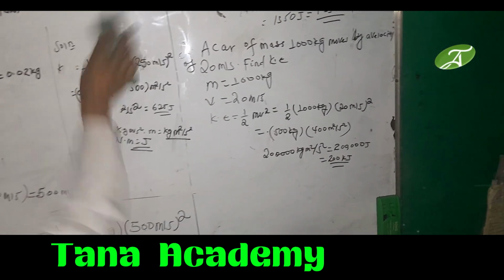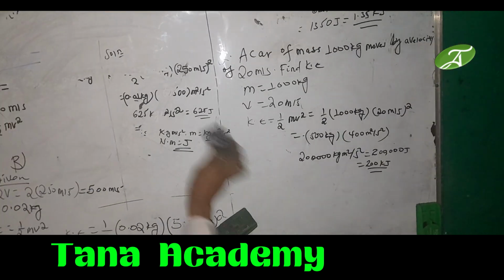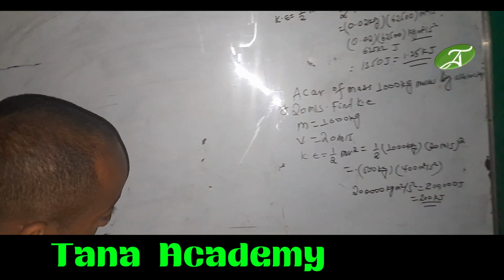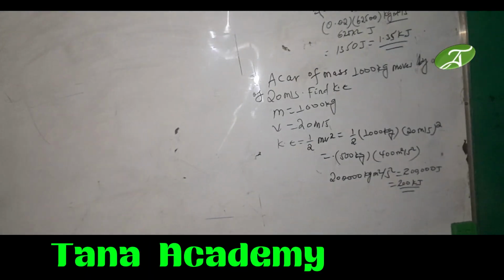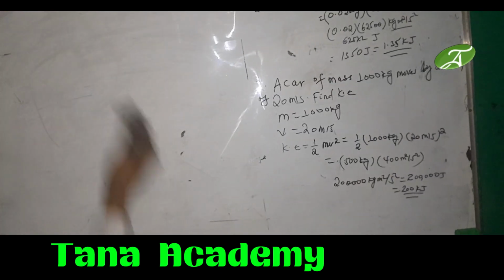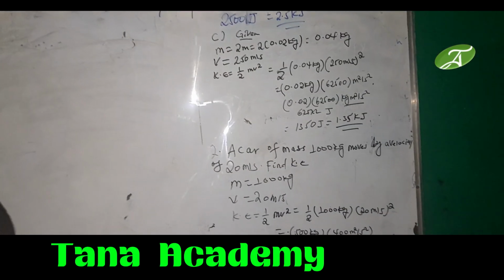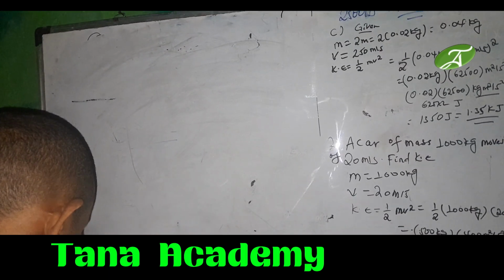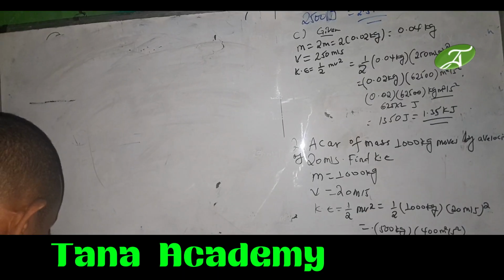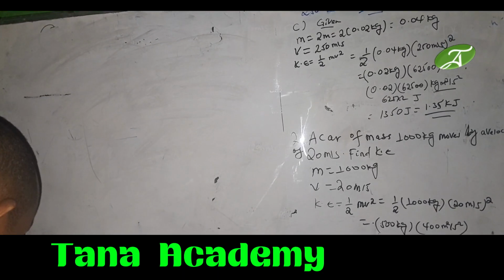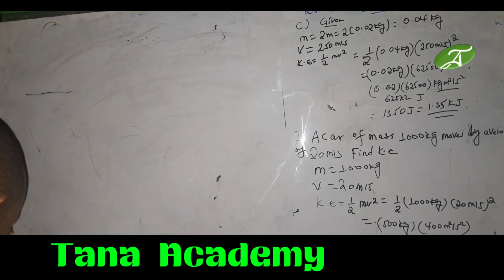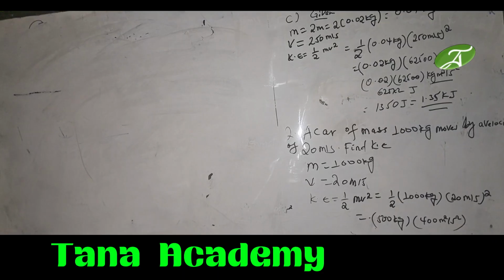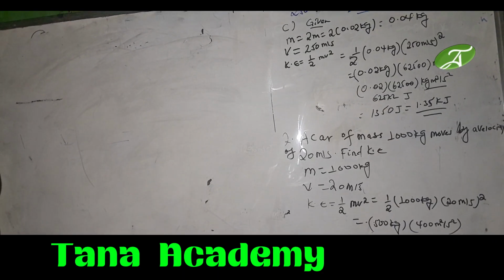And number 3. Okay, can you see this one? A bullet of mass 2 kg falls from a height. Okay, kinetic energy, potential energy. Kinetic energy, that is called the plastic. What operation energy? Can I repeat?